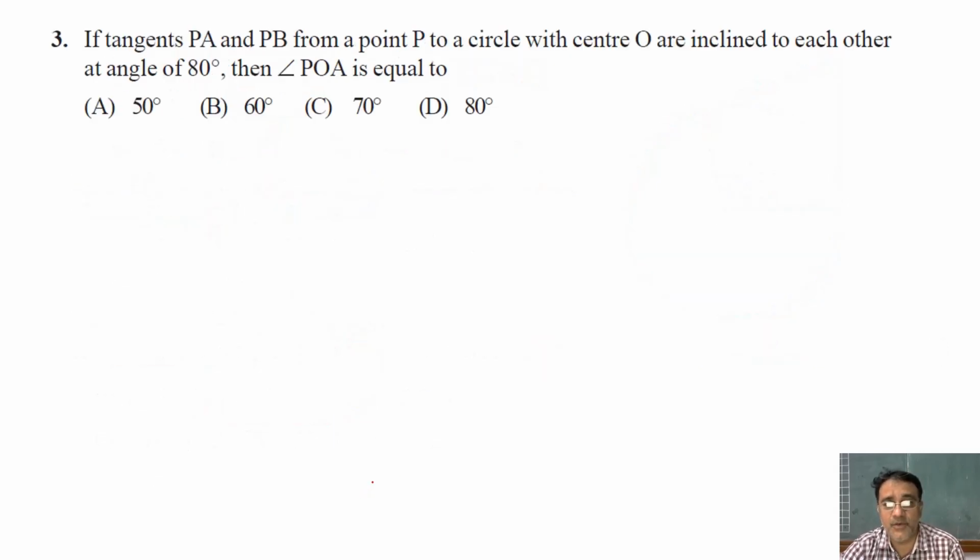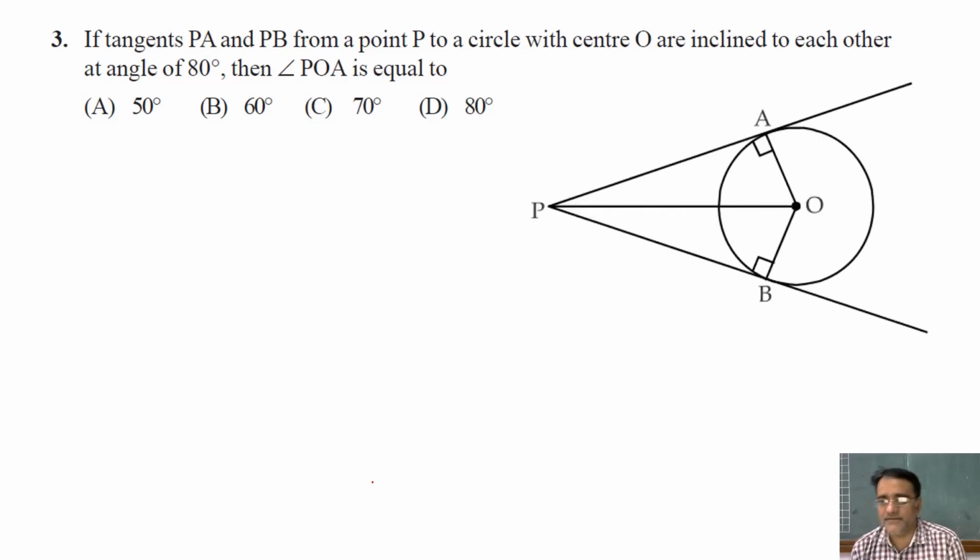If tangents PQ and PB from a point P to a circle with center O are inclined to each other at an angle of 80 degrees, then angle POA is equal to dash. So first let us make a rough figure. So PA and PB, two tangents drawn from point P, okay, and they are inclined at an angle of 80 degrees. So the complete angle is 80 degrees. We have to find this angle POA.